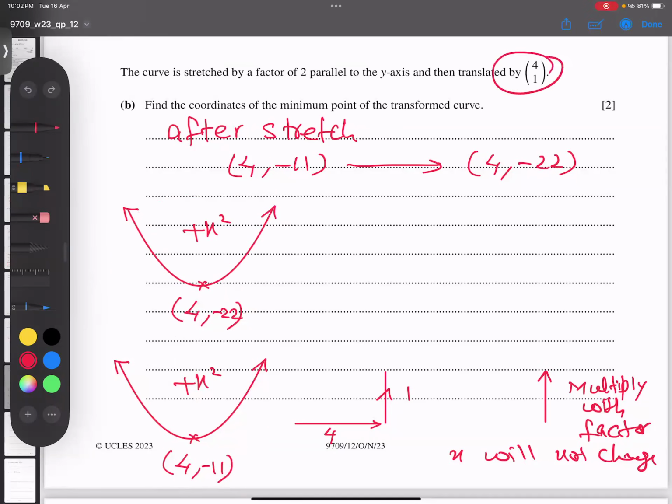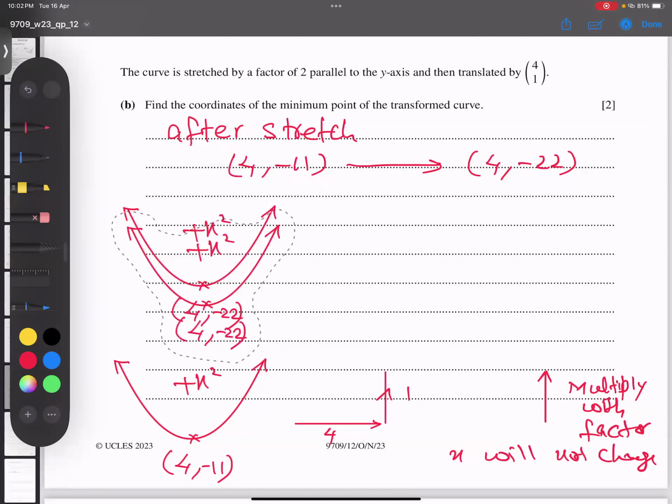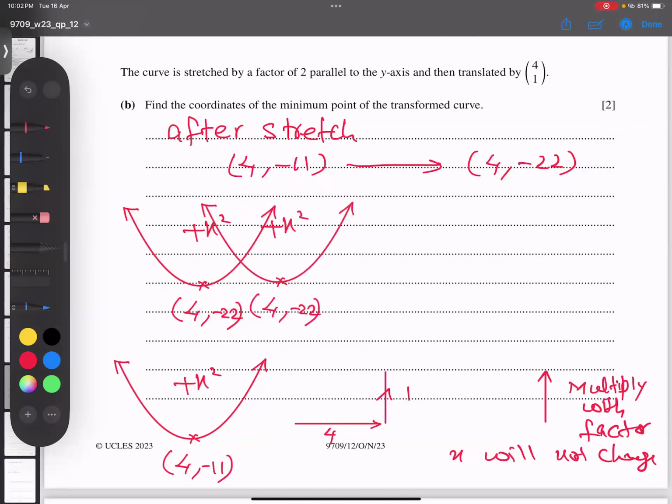Now he said translate by 4 and 1. So this whole curve, if I copy and paste here, you see, how much will it go? 4 rightward, 1, 2, 3, 4, and 1 upward here. I believe you got my point. So repeat: 1, 2, 3, 4, and 1 upwards.